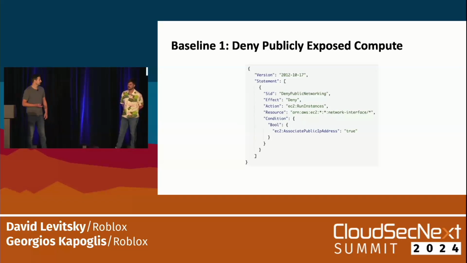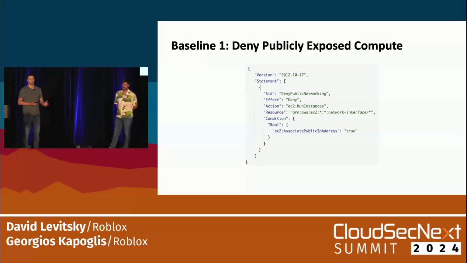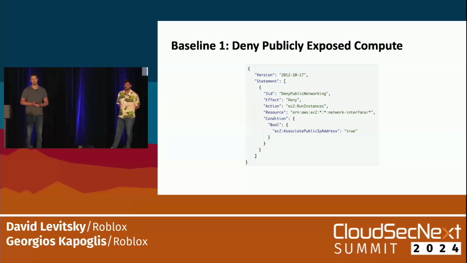So let's take a look at what an example of the first control might look like. If you're familiar with AWS, this is an IAM policy. The semantics don't really matter too much. We're going to focus more on the intent here. So we have an API call called EC2 RunInstances. This is essentially what you're going to call if you want to spin up an EC2 virtual machine.